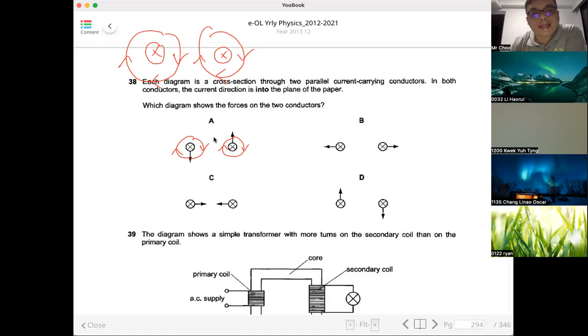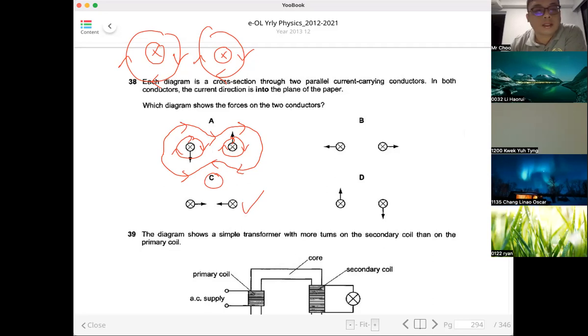So in between, there should be fewer lines. On top, it is the same direction, so you can draw something like this. That's how I draw my magnetic field line. From this pattern, you will know that they come closer together, because it's like the rubber band trying to bring the two wires together. Therefore the answer is C. Is that clear?